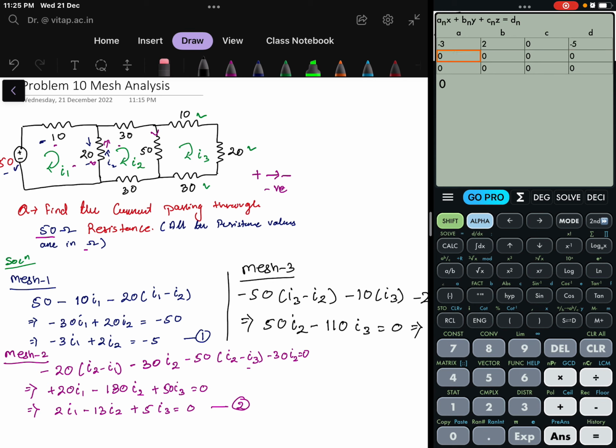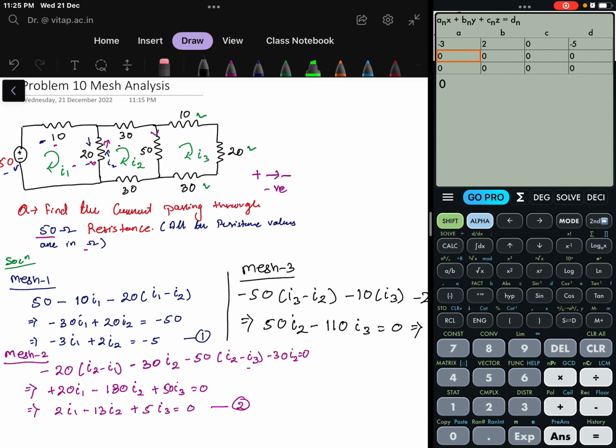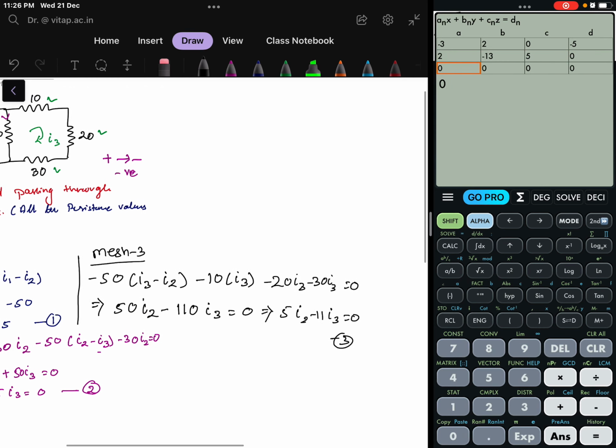Remember, in the calculator it is always in the format of an x. You can see at the top of the calculator, an x plus bn y plus cn z equals dn. So we have to write the equation in that format. Next, we will go to equation 2. What is the coefficient of I1? That is 2, then minus 13, then plus 5 equals 0. For the third equation, I1 coefficient is 0, then here it is 5 and minus 11, and the D value is equal to 0.